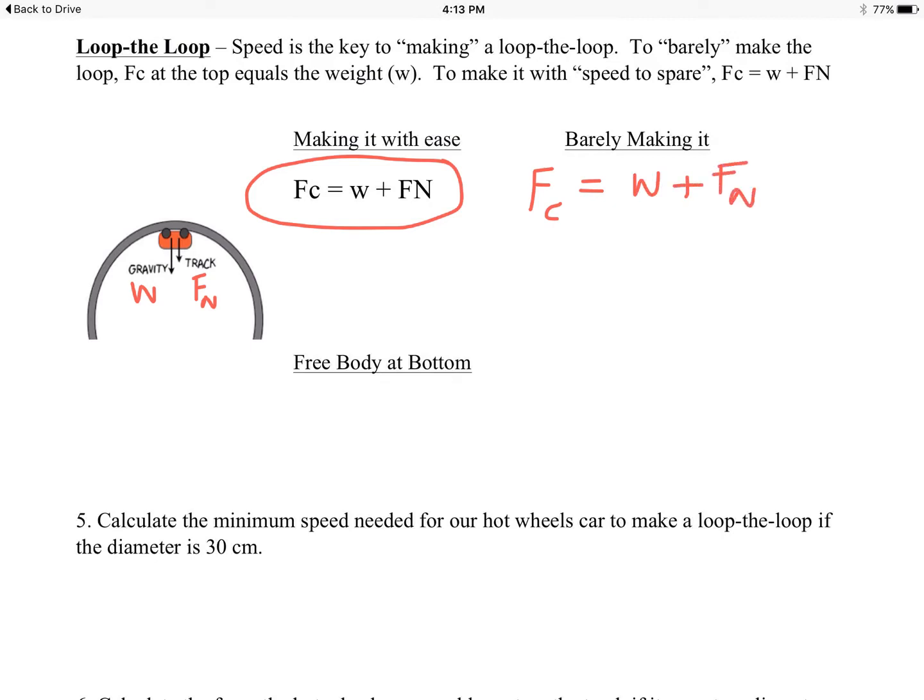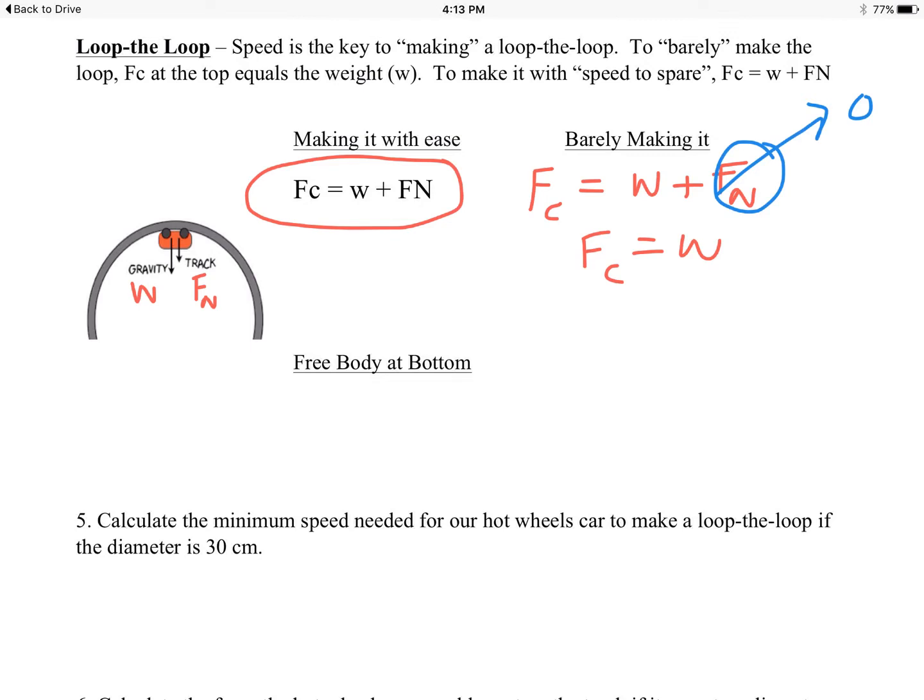But what happens when you're just barely making it is you're almost ready to fall off the track. In other words, this F sub n is going to go to 0. That's when you're just barely falling off the track. Or to simplify, F sub c equals W is the condition for when you just barely make a loop.